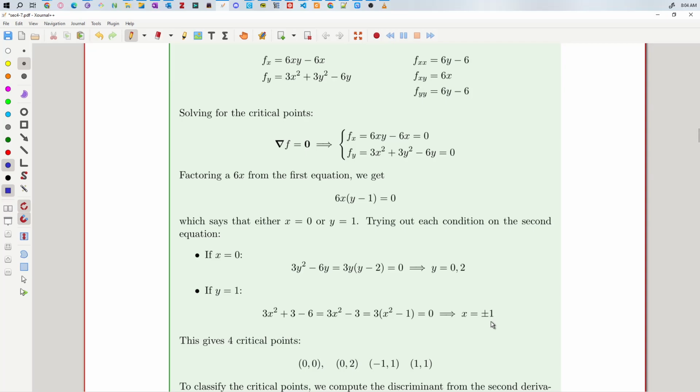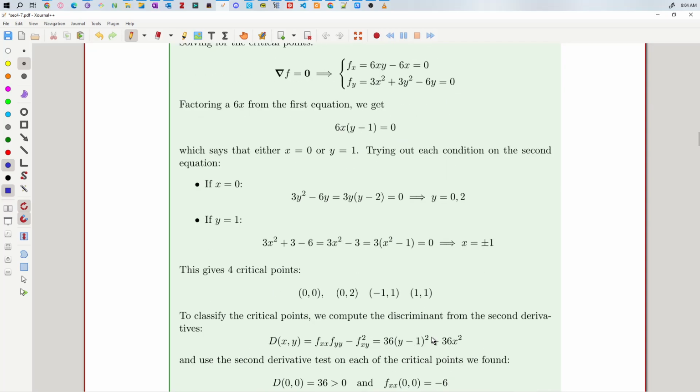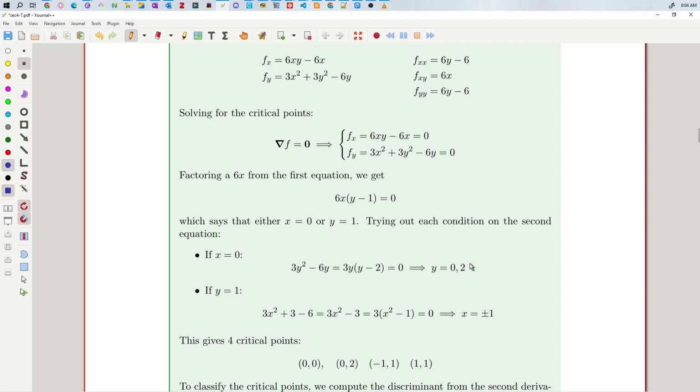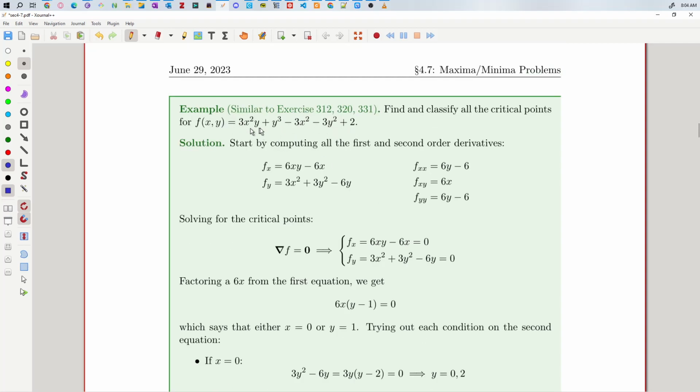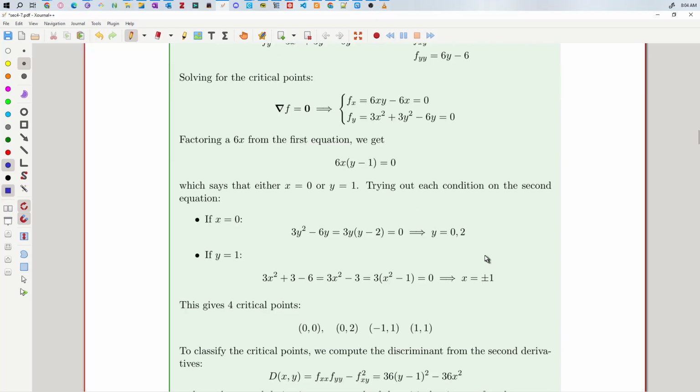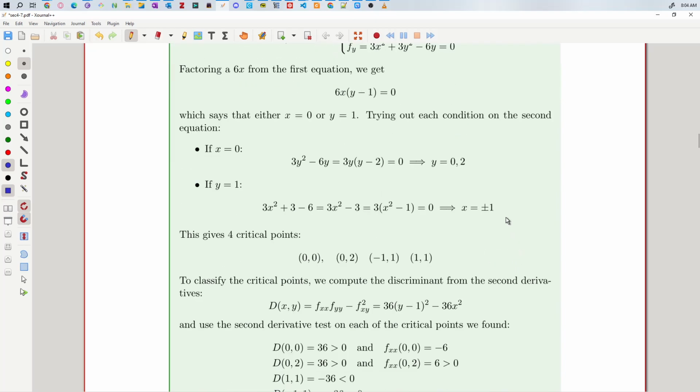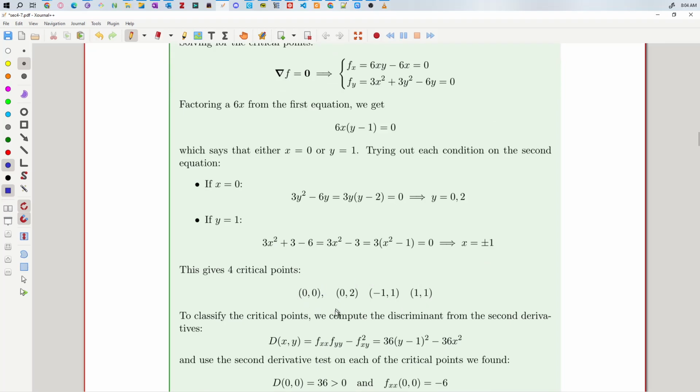Okay, so that gives me 2 additional points: 1, 1 and minus 1, 1, which are these two. So in total, we've found 4 critical points for our original function. And the problem asks us to further classify each of these points. Right, so to classify, we use a discriminant.